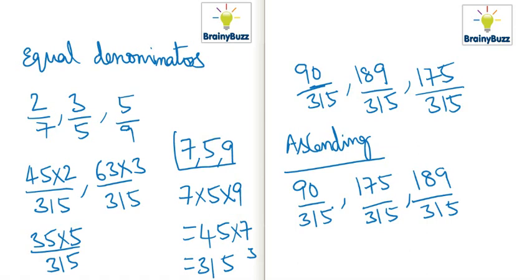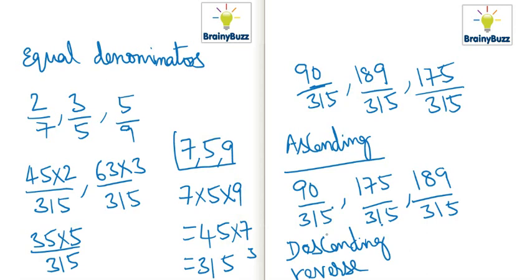And descending order is reverse to ascending order. That is the descending: 189/315, 175/315 and 90/315.